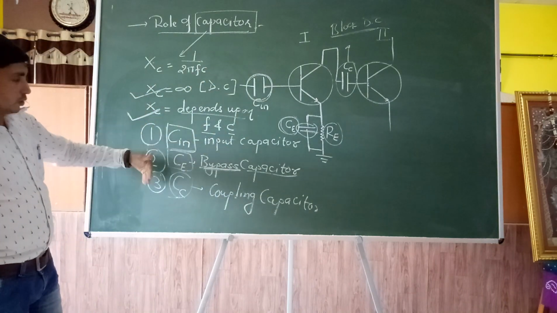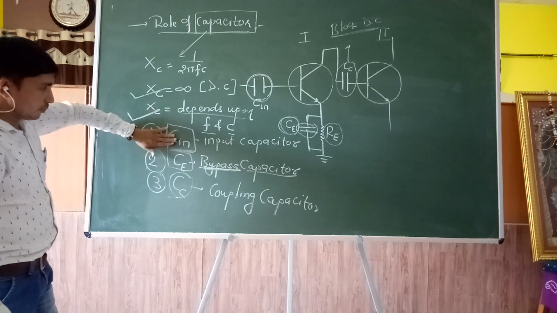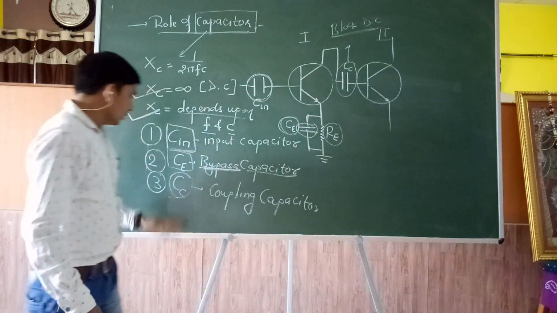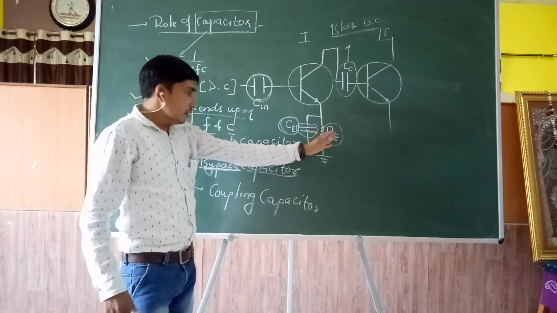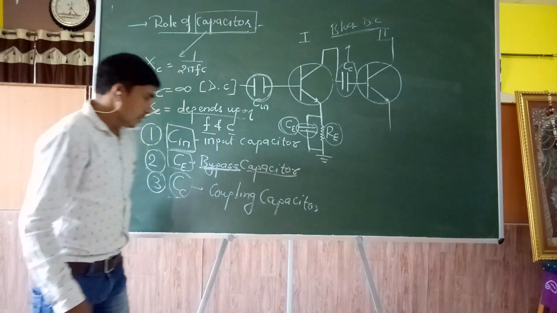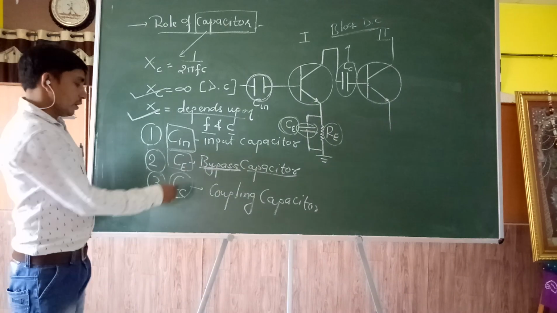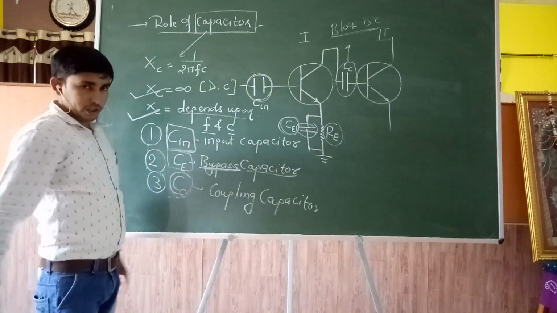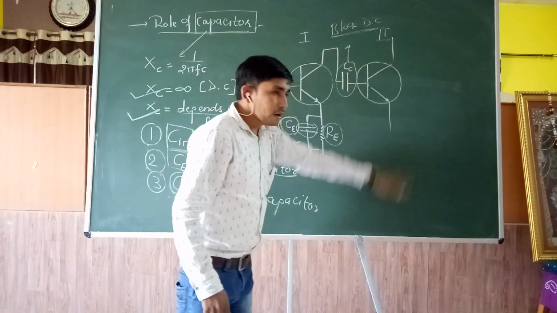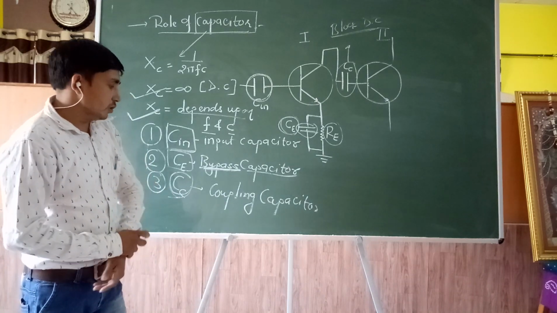So for this purpose, we have three types of capacitors. We use an input capacitor, which couples our input to the first stage. A bypass capacitor, which is connected in parallel with the emitter resistor and bypasses our AC signal through a low reactance path. And a coupling capacitor, which couples the two stages while providing DC isolation between them. A simple question will be asked about this.